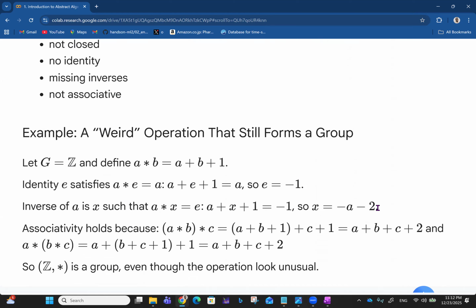Associativity also holds. Because (a star b) star c is a plus b plus 1, plus c, plus 1, which is equal to a plus b plus c plus 2. And a star (b star c), where b star c is b plus c plus 1, gives a plus b plus c plus 2 again. So we now see that Z, the set of integers with the operation star, is a group, even though the operation looks unusual. The integers still form a group under a star b equals a plus b plus 1.